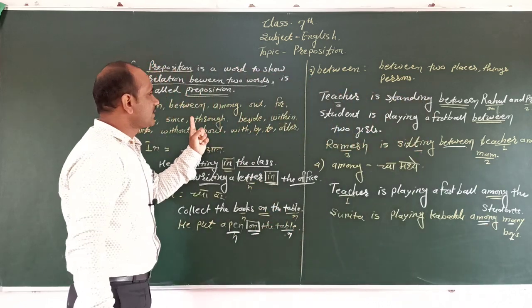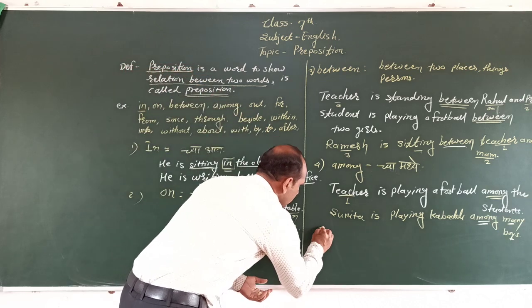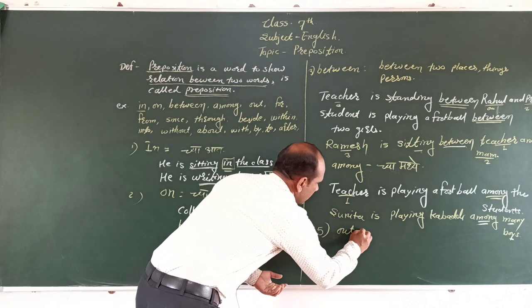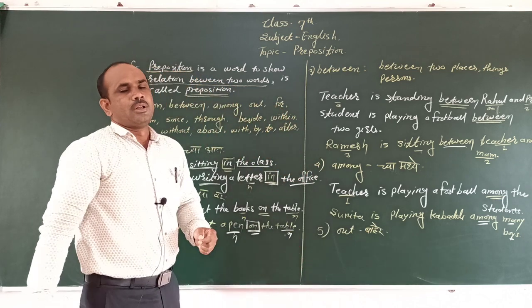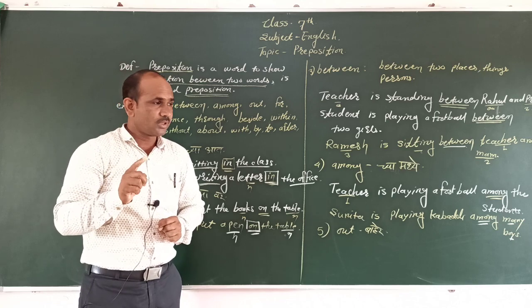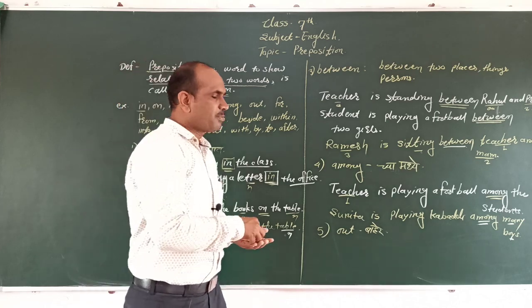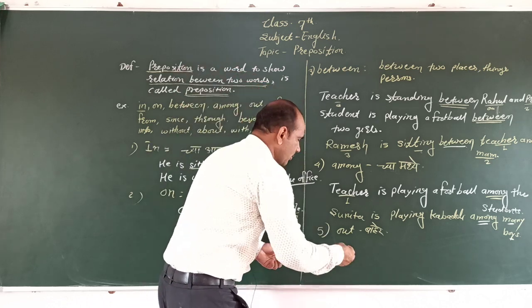Then we discuss here number five, out. Out means outside. Here, out is also a preposition. This preposition we are using. When we are using the preposition, one example I have given to you.